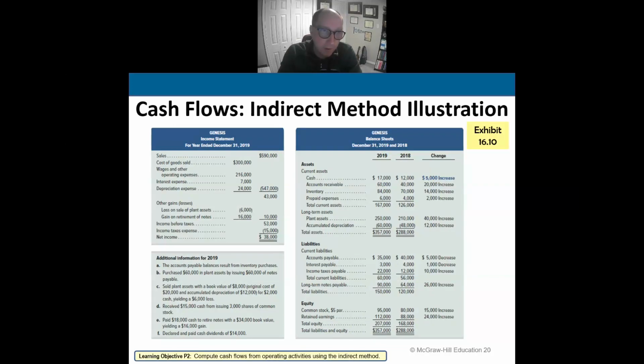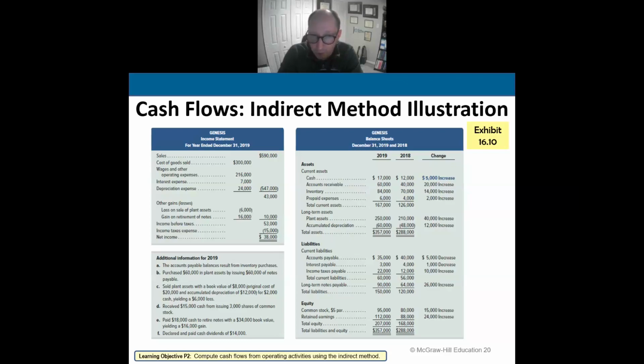The indirect method, again, is the most difficult to compute. And again, the reason is because we're using a lot of information that is not directly related to cash. So we take the net income amount from the bottom of our income statement. And then we use the changes in our accounts. How do you find the change? You take the current year minus the most recent year. So current minus the most recent, 2019 minus 2018, to get the change.